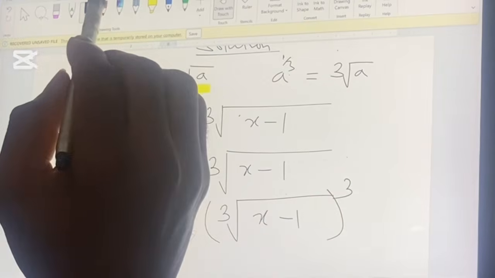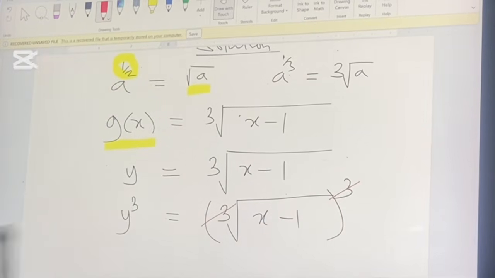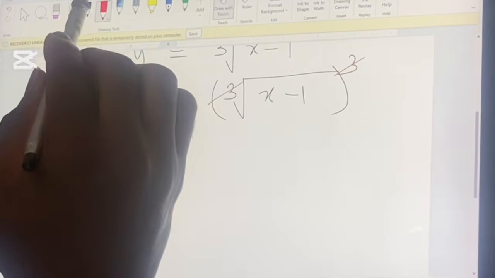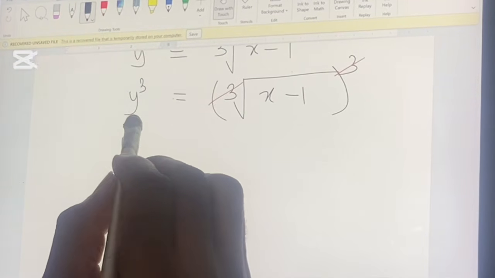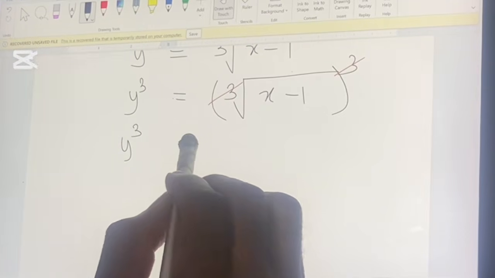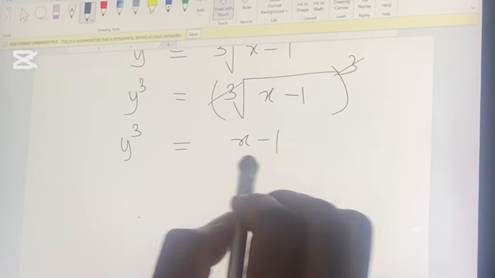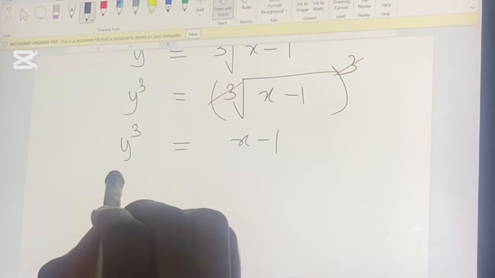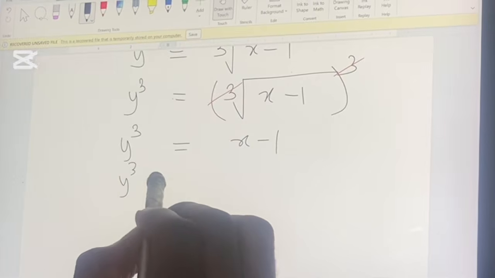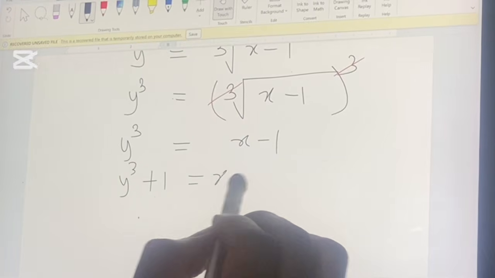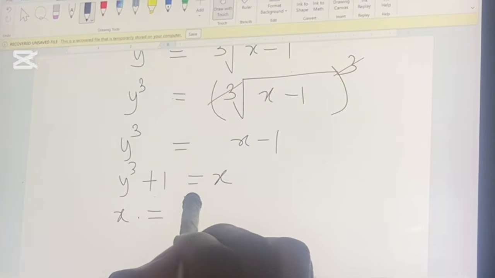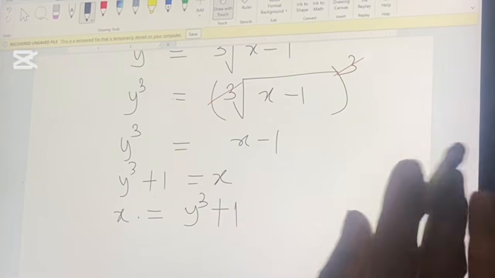Okay, so this cancels this here. Please take note. When you do that here, I will have y raised to the power of 3 is equal to s minus 1. Our intention here is to make s the subject. When you do that here, I will have y raised to the power of 3 plus 1 is equal to s. And this is the same as s is equal to y raised to the power of 3 plus 1.